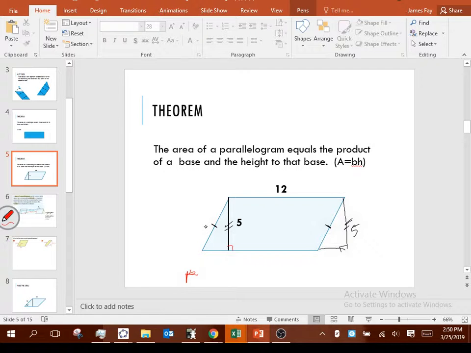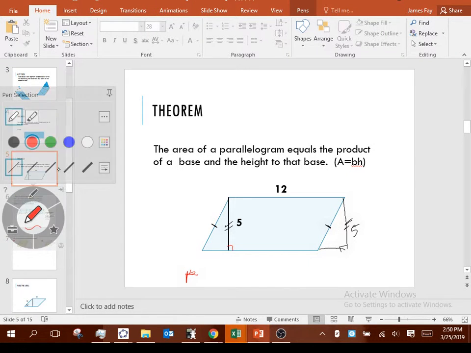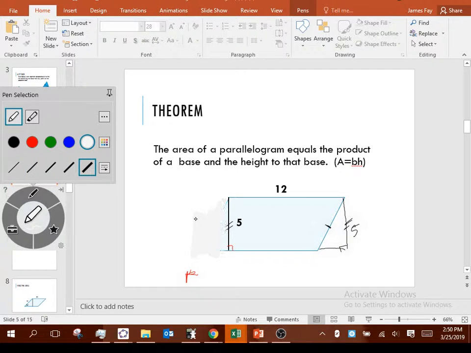Why is that nice to know? If this triangle is congruent to that one, what's it tell me about their areas? They're the same. So can't I do something like this? Chop it off here and reattach it here. And then when I reattach it there, what shape did I just make? A rectangle.